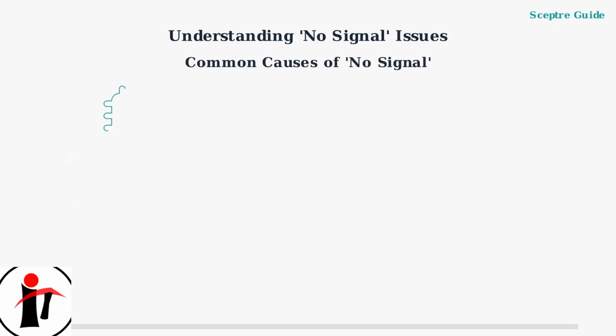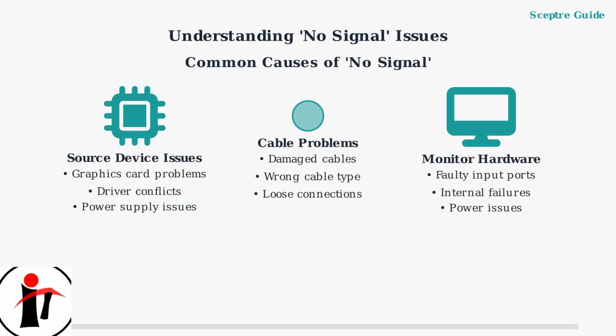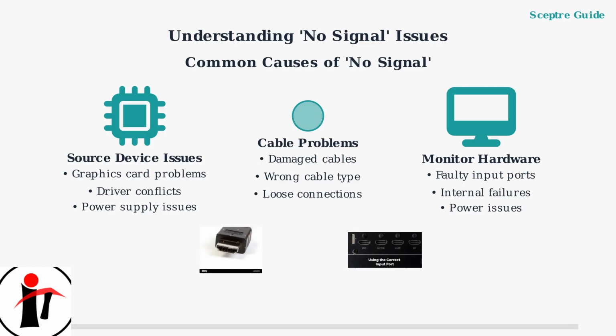The problem can stem from three main sources: issues with your source device, like graphics card malfunctions or driver conflicts, cable problems such as damaged or incorrect cables, or the monitor itself with faulty input ports or internal failures. Here we can see examples of HDMI connectors and input ports that are commonly involved in signal transmission issues.